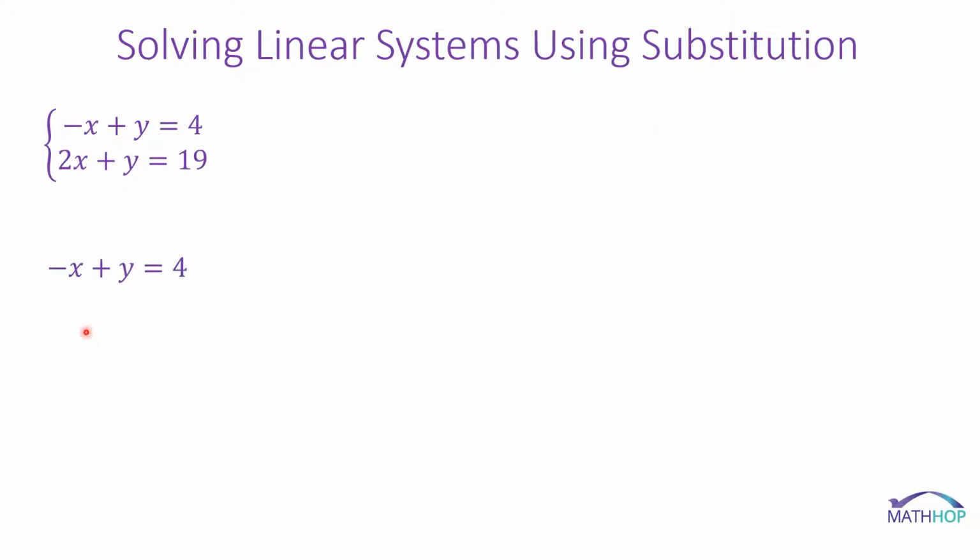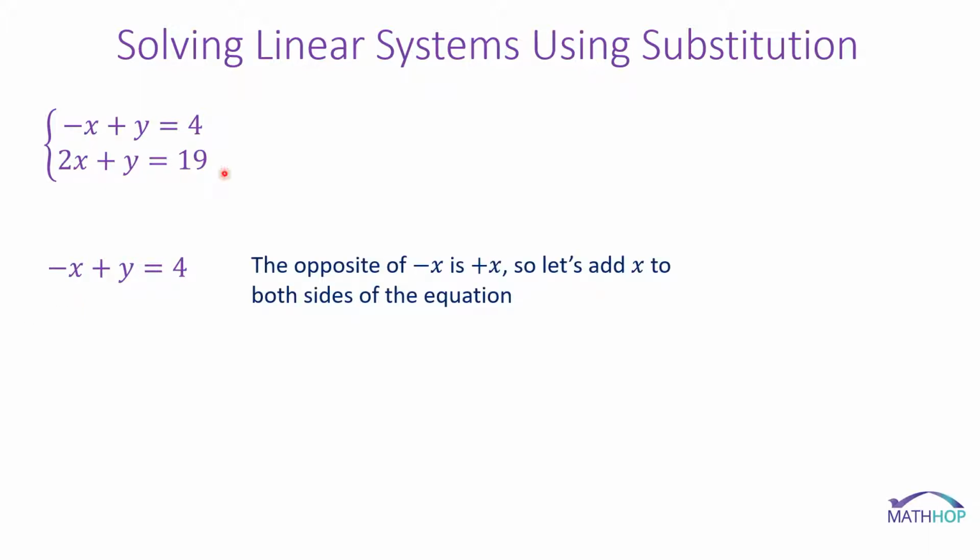Anytime you want to move something from one side of an equation to the other, you have to use what is known as opposite or inverse operations. So ask yourself, what is the opposite of negative x? Because that's what we want to get rid of. The opposite of negative x is positive x. That means we add x to both sides of the equation. When we do that, we get y equals x plus 4. This is really helpful. Now I have one of the equations solved for one of the variables.